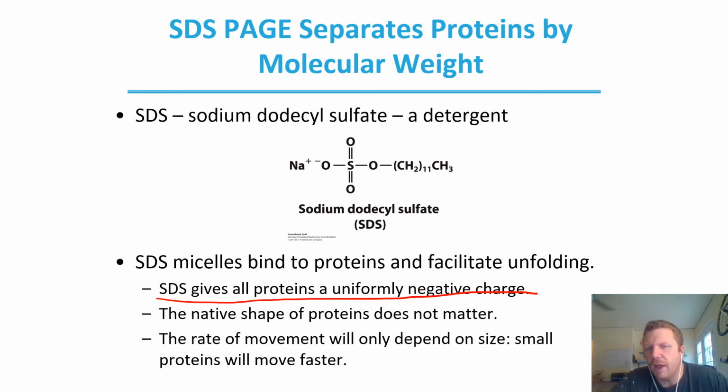So then what you have is the smaller proteins have fewer negative charges applied to them compared to a larger protein. What that means is the rate of movement will only depend on the size. So small proteins move faster. Now one thing that I'd like to say about this that makes SDS-PAGE different from chromatography is SDS-PAGE is an analytical technique where you're able to analyze the molecules.